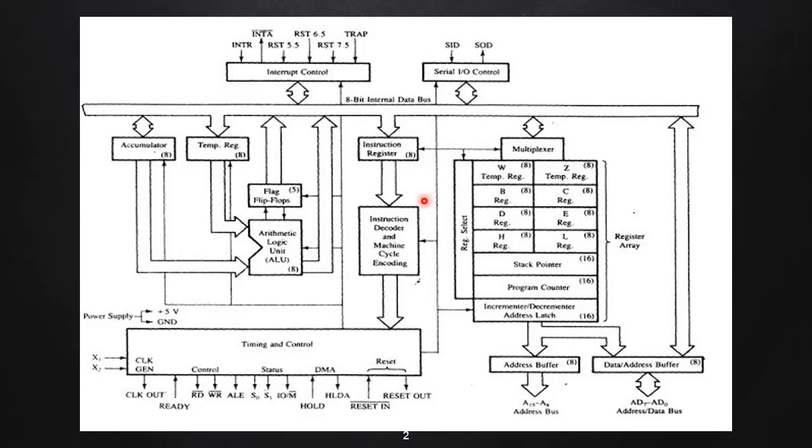Then we have the temporary registers. They are W and Z. Temporary registers are denoted by W and Z. What do they do? They store data temporarily during the execution of a program. Then we have the stack pointer. Stack pointer stores the current address, whereas the program counter stores the address of the next executable instruction.